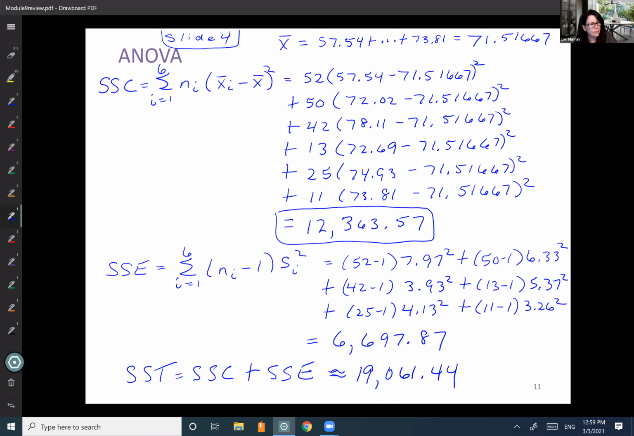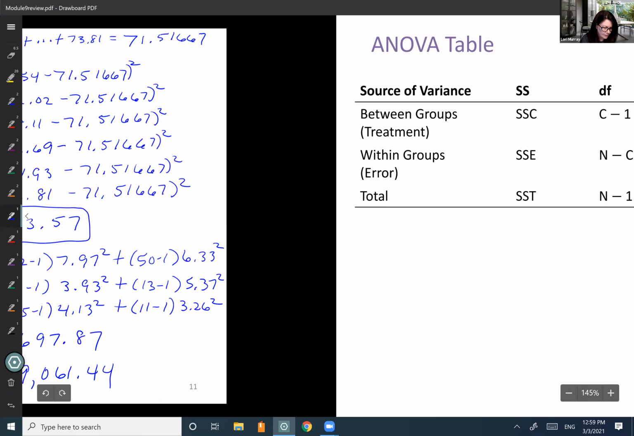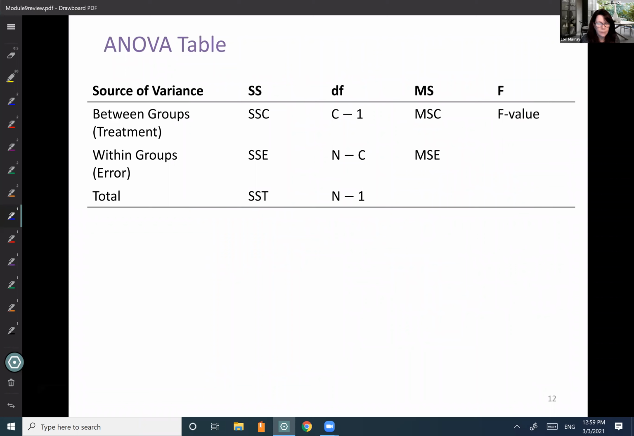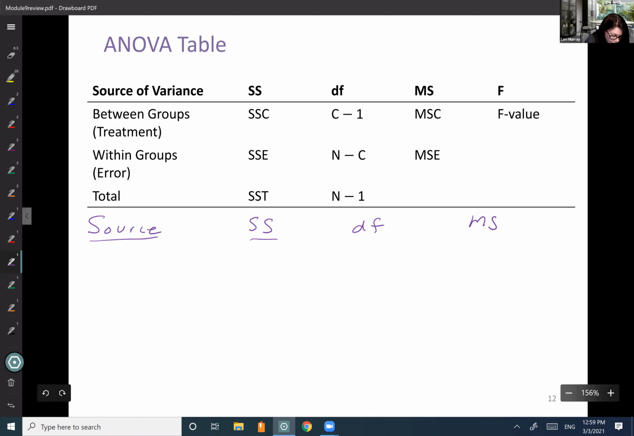So all of the calculations have been made. We can now enter these into an ANOVA table that has been extended beyond the sum of the squares and the degrees of freedom. So we can do this. We have our source, our sum of the squares, our degrees of freedom, and our MS. We'll leave the F value for another slide. So we have between that we've calculated, we calculated the within, and we also have the total.